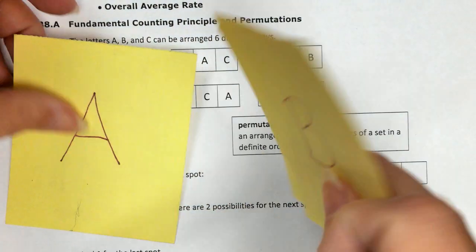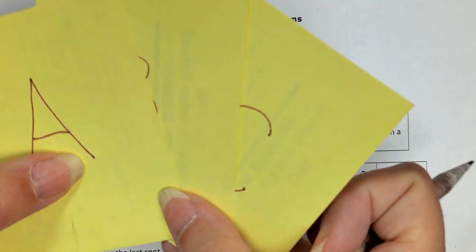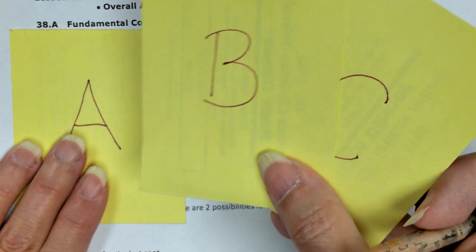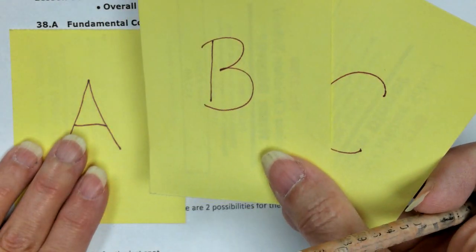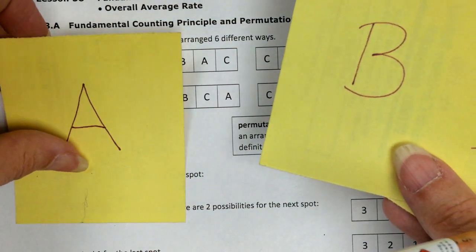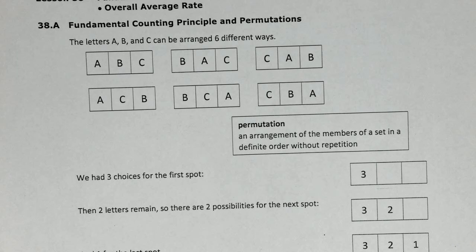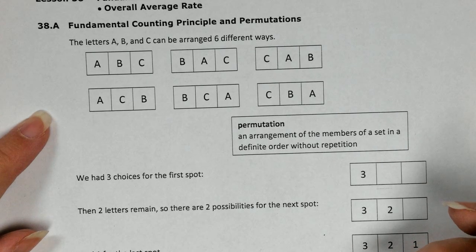At the beginning, before anything's been chosen, we had three letters. There are three possibilities for the first spot. After that, there were two possibilities for the second spot, and then only one left at the end. And so that's what these little diagrams are for at the top here for Part A. We have the letters A, B, and C, and they are all the different ways they can be arranged. Okay, and these are all permutations.